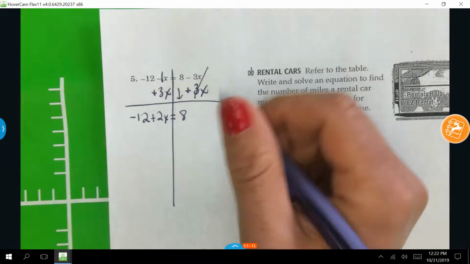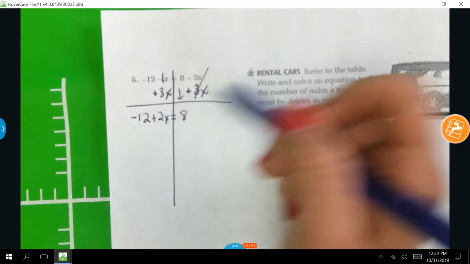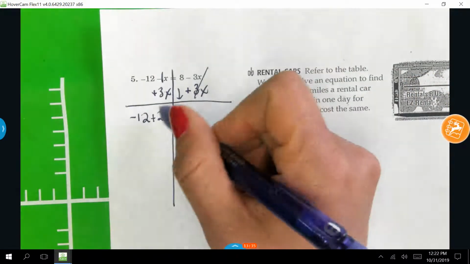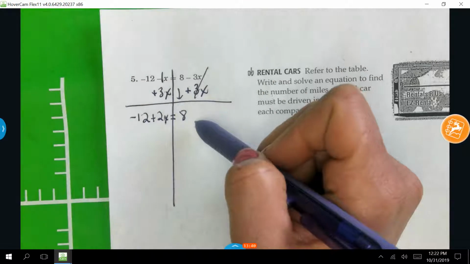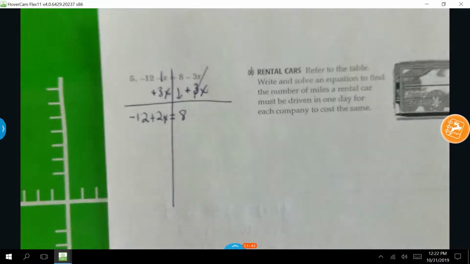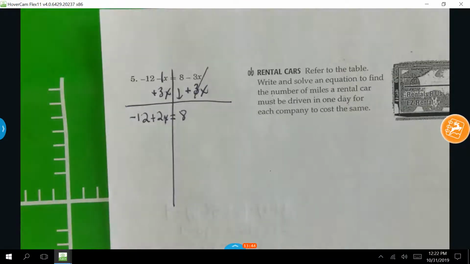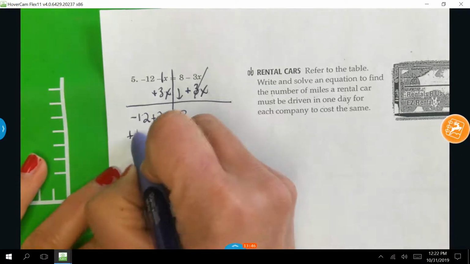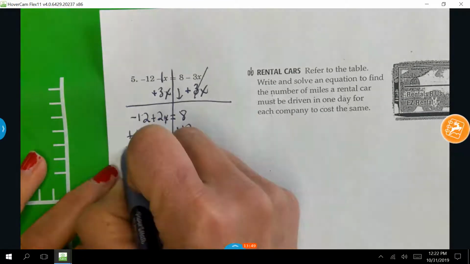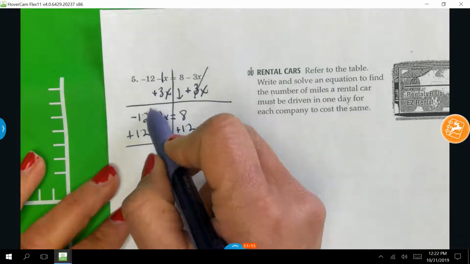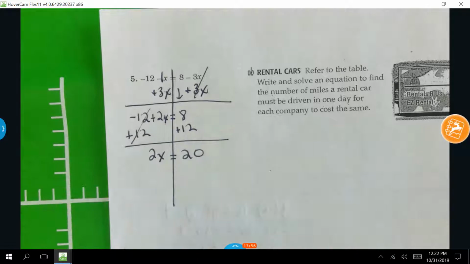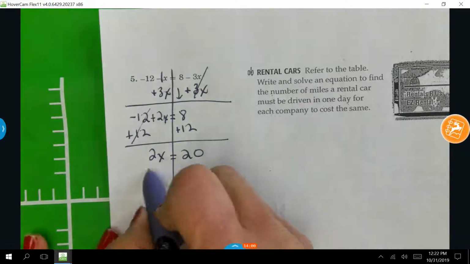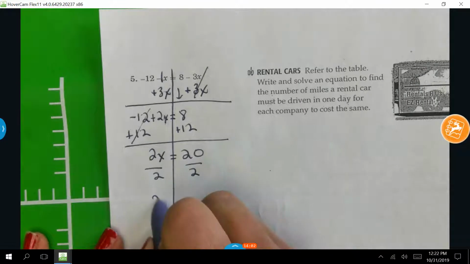Now what do we do? Our variables are on the left, so what can we move? We want variables over here. We want numbers over here. We have to move the 12, and what do we do to move it? Add it. We add 12. So we add 12 to both sides, which makes it cancel. We have 2x equals 20. And you know what times 2 gives you 20? 10. So you divide both sides by 2 to show your work, and x equals 10.